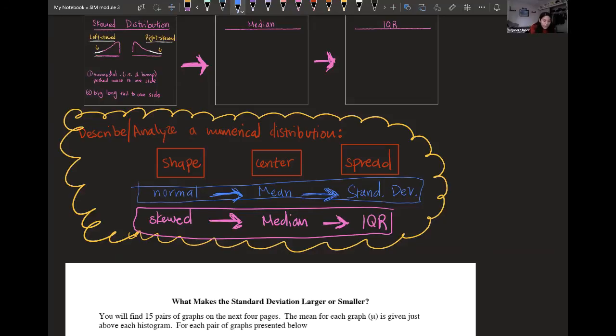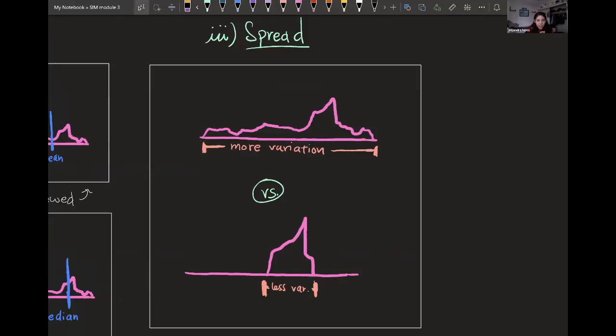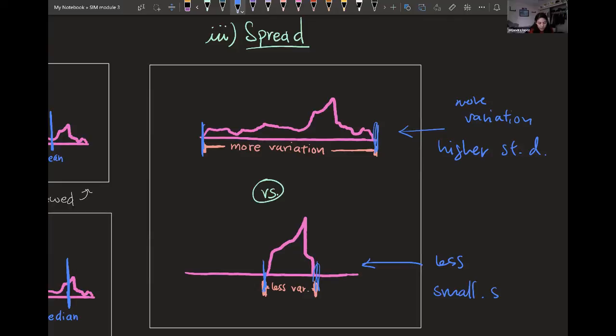Okay, now for the spread, I just want to show you this little drawing here. The spread talks about how much variation there is, right? Like Hultman said earlier. So you see the graph above, it has a lot of variation. It's from here until here. But the bottom graph, it's only from here to here. So this one has more variation, and this one has less variation, right? That means that this one that has more variation will have a higher standard deviation, and this will be a smaller standard deviation.